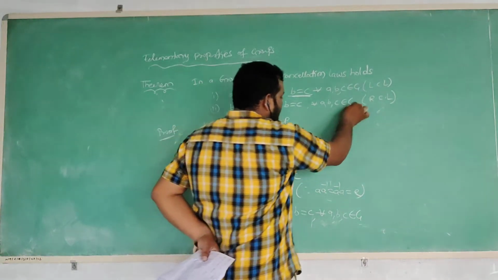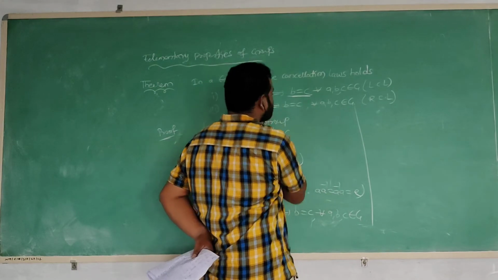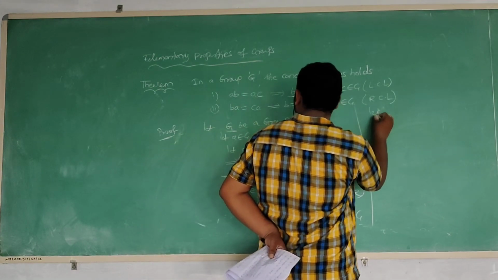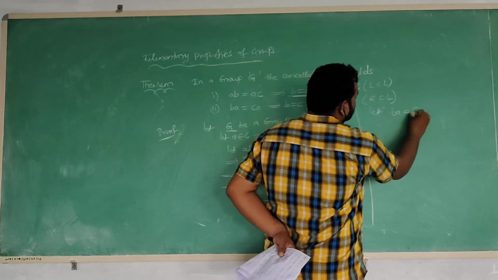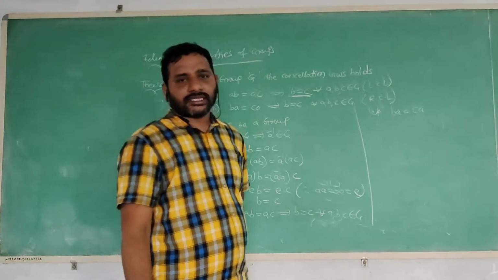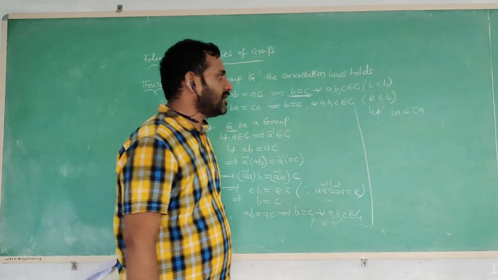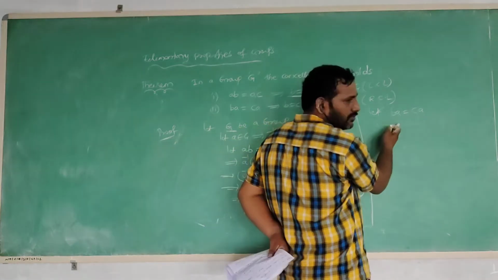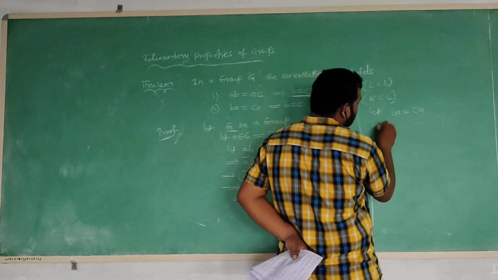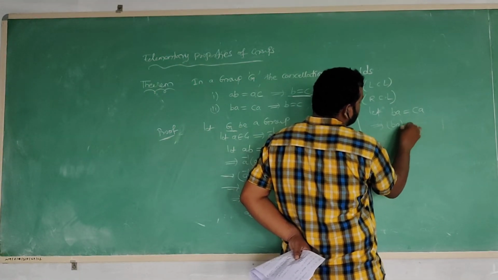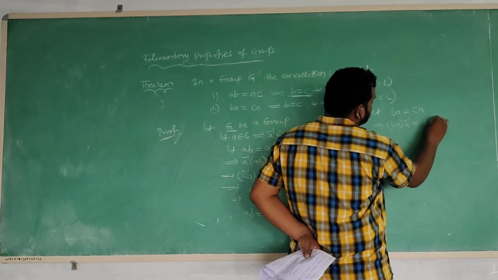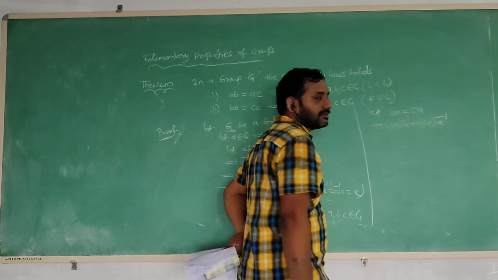The next one, the right cancellation law. Let us suppose BA equals CA. Now operating with A inverse on both sides, that implies BA into A inverse equals CA into A inverse.